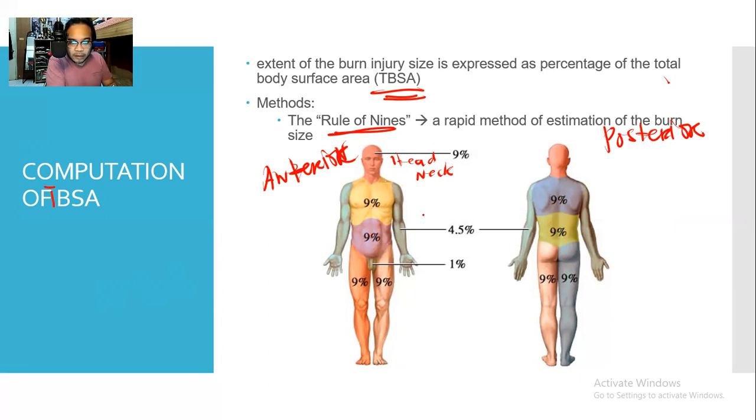And for your arms naman, the anterior portion of the arm, that's 4.5. Pag apil ang likod, another 4.5. Okay, so magiging 9 pa rin yan silang dalawa. For your perineum, that is 1%.